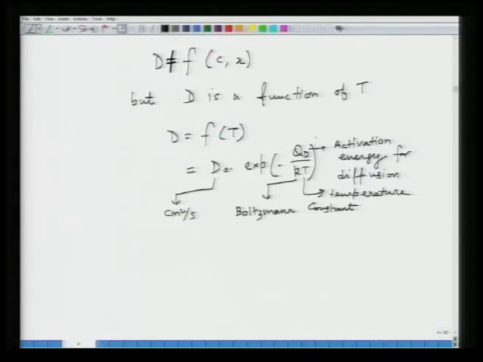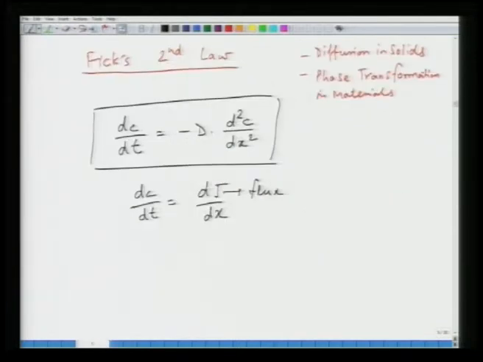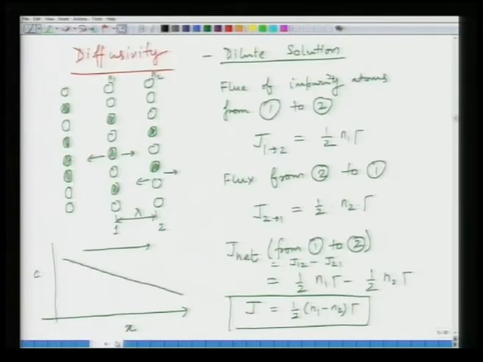The relation is given as D naught exponential minus Q_D by kT, which means it has an exponential dependence. If you plot log D versus 1000 by T, it varies like this, and the slope of this plot determines the activation energy, which is minus Q by k. And then we looked at Fick's second law, which is actually not a law but a derivation, where we see the rate of change of concentration related to the flux.